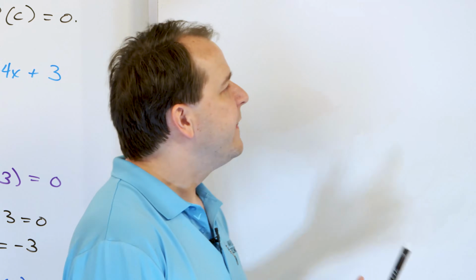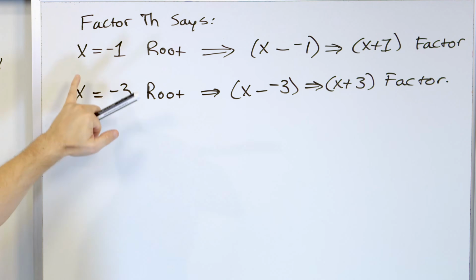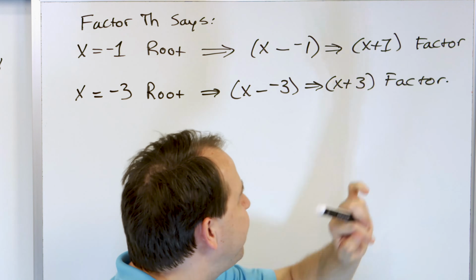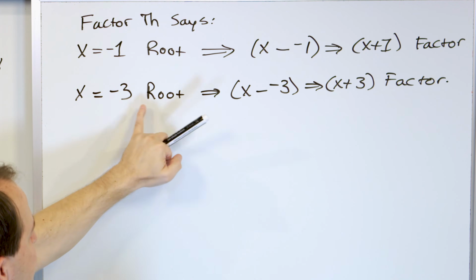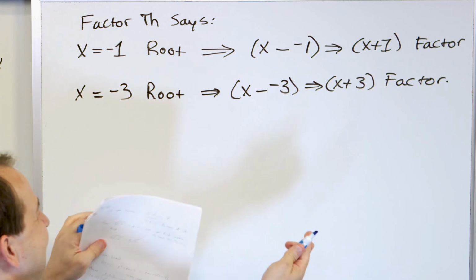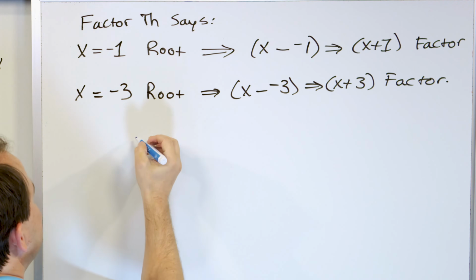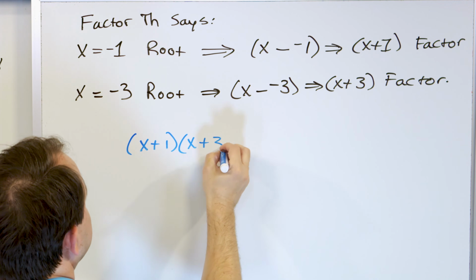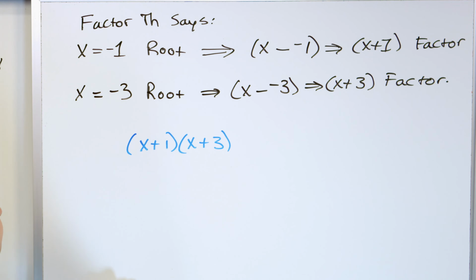What would you do? The factor theorem tells you that since you know this is a root, that x minus that, which is this, is a factor. And then since you know this is a root, x minus that, which is this, is also a factor. And because you know factors are things that just multiply together, then you know that the equation x plus 1, x plus 3, this is the polynomial that you seek.